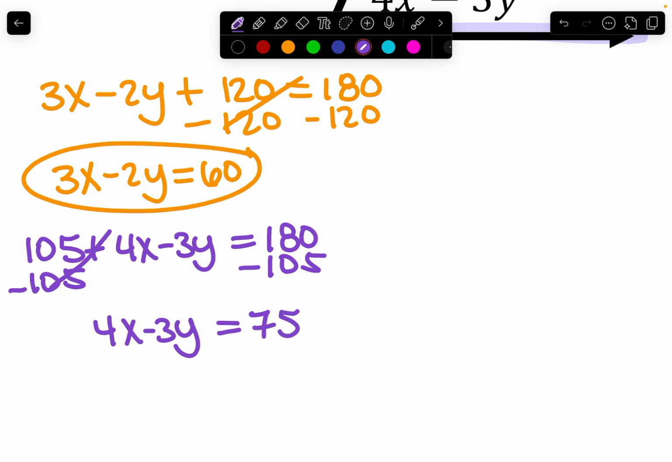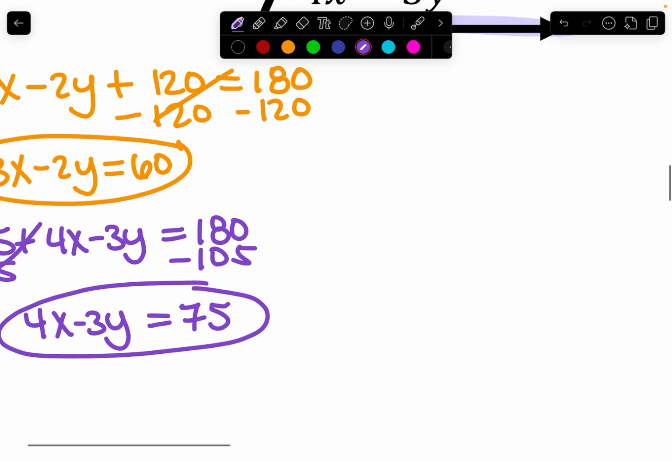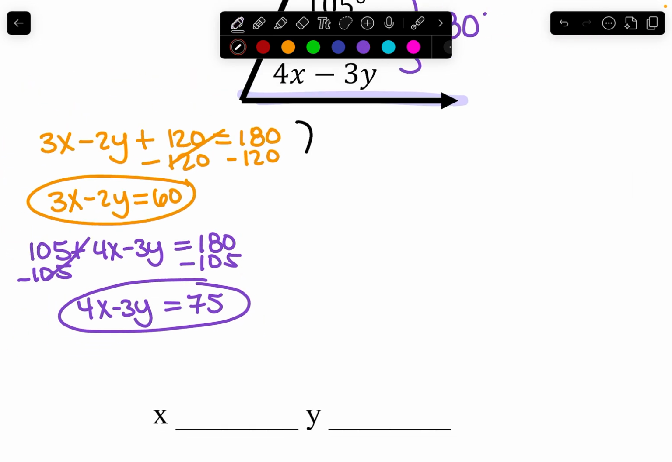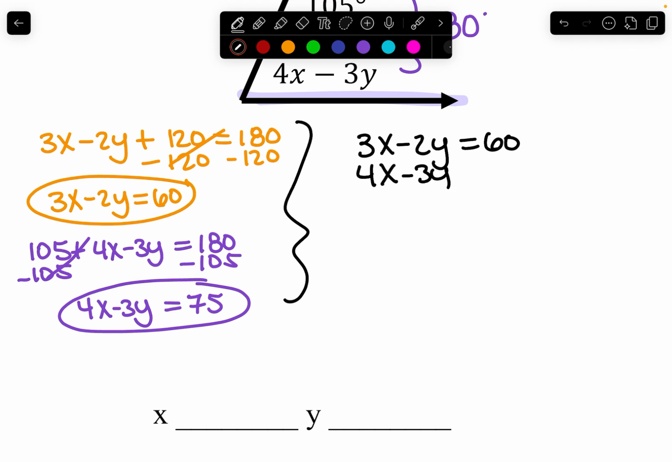I need to check. I know I probably shouldn't need to check, but I'm going to check anyways because I'm crazy. Oh, that was right, 75. Okay. So these are the 2 equations that I need. So what I'm going to do is I'm going to rewrite them over here as a system. 3x minus 2y equals 60, and then 4x minus 3y equals 75.